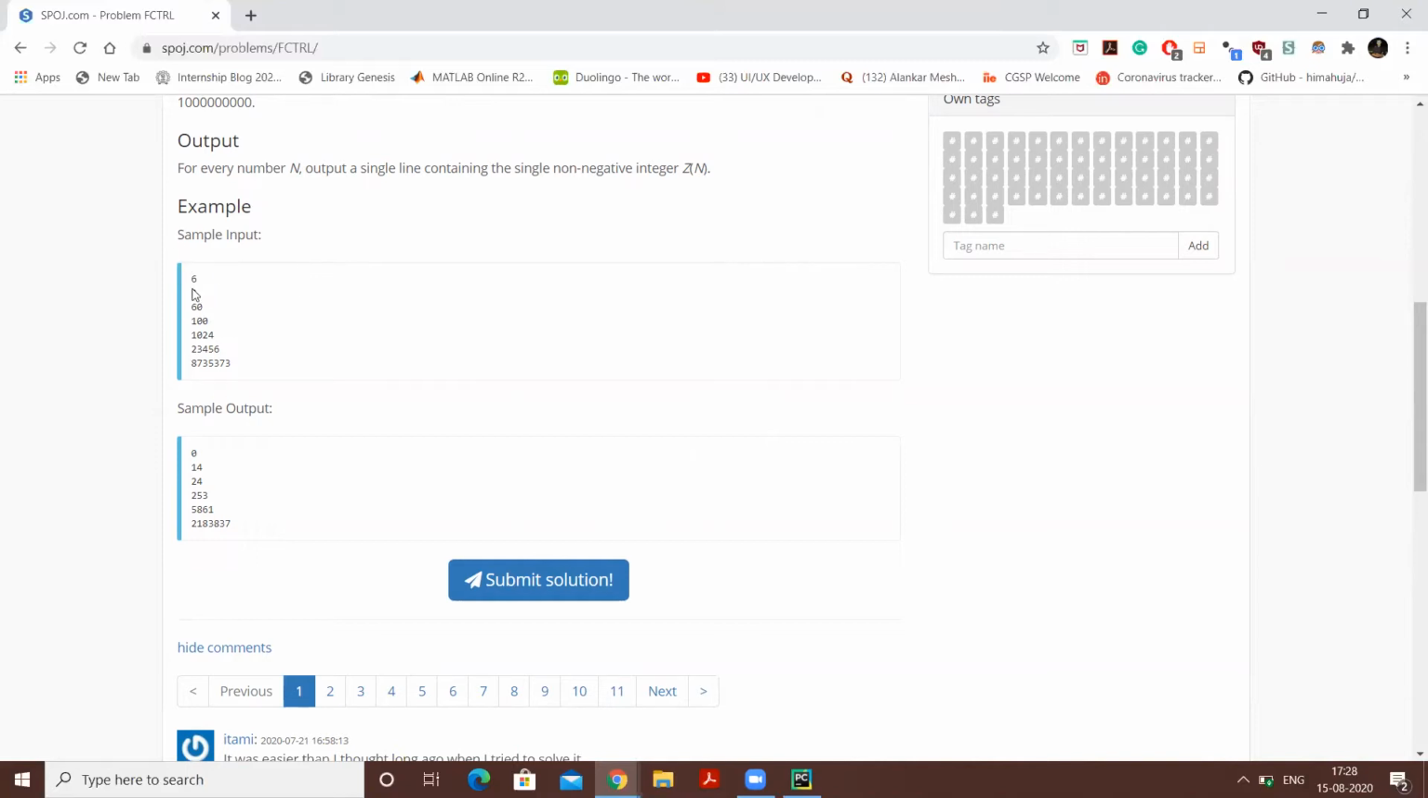Okay, so let's just look at these inputs. 6 is the number of test cases. 3 factorial is 6, so there are no trailing zeros, and our output is zero. Now, I don't know what 60 factorial is, but there must be 14 zeros at the end of 60 factorial. So let's solve this problem.